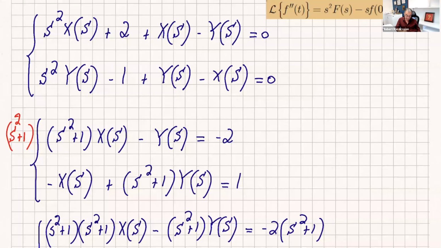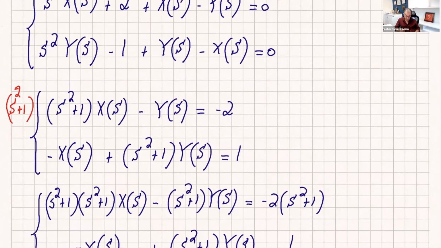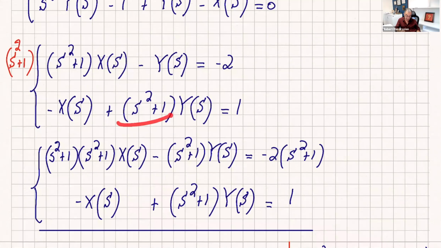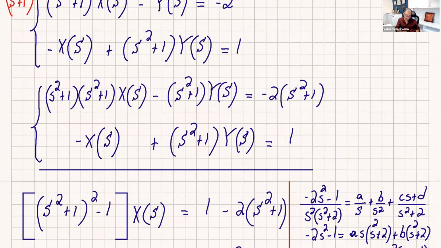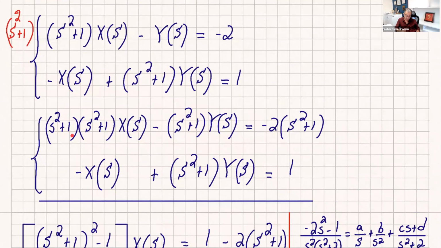You can multiply the top. First, simplify, take the 2 to the other side, and multiply the top by s squared plus 1. Why do you do that? Because we have an s squared plus 1 here, and that's minus, so we want to eliminate y of s. If you do that, the first term is s squared plus 1 times s squared times x of s, plus x of s times s squared plus 1, and negative 2 times s squared plus 1.